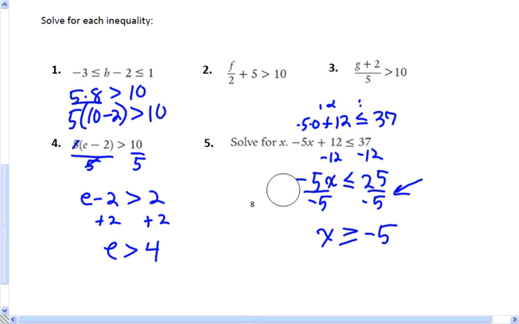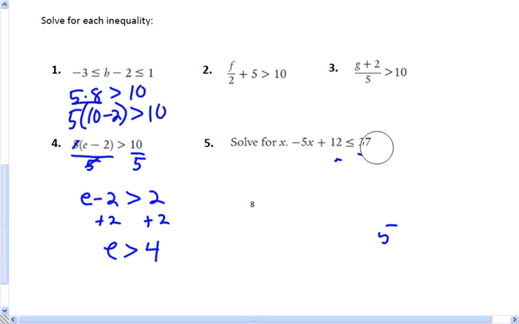So you can actually choose any method you want for solving these, like working backwards. In this one, we could just work backwards. We could do 10 times 5 is 50, minus 2 is 48. We could say g is greater than 48 for that one. Or you could solve these by doing the same thing to both sides.